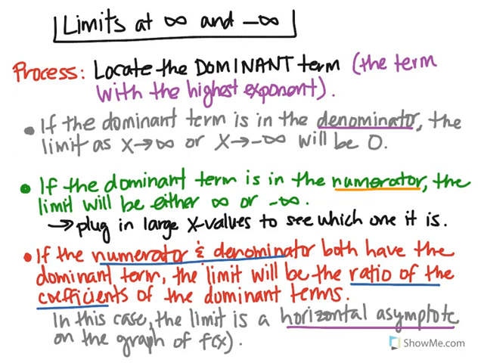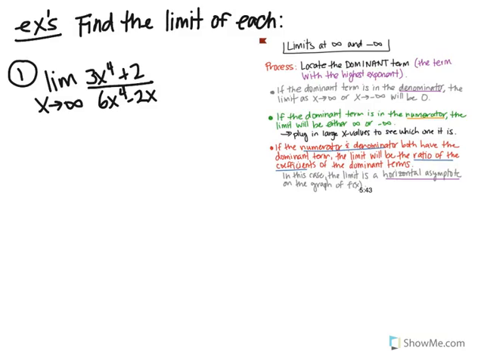So here's some examples. Our first example, we're going to be finding the limit as x approaches infinity. Notice you're only going to use these at limits at infinity or negative infinity. You're going to first locate the dominant term. It's the one with the highest exponent. So it looks like the dominant term is in both the numerator and denominator. So that's case 3 right over here.